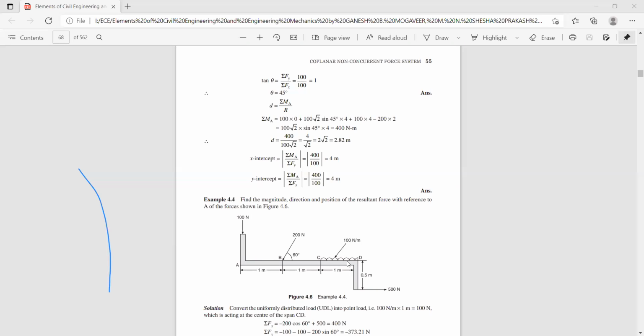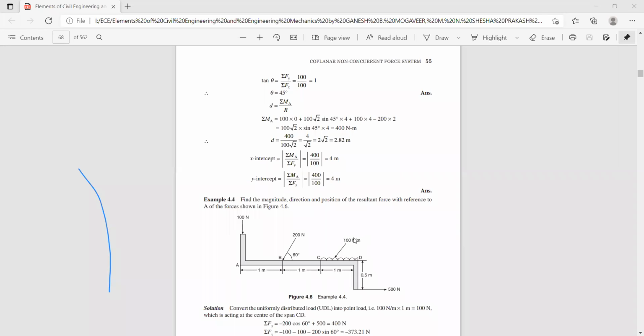So this is a uniformly distributed load and the intensity is given as 100 Newton per meter. In such a case, you have to convert this uniformly distributed load to a point load like this. To do so, you multiply the intensity of the load, 100 Newton per meter, by 1. That means 100 Newton meter into 1 is 100 Newton only, because in the denominator you have meter. When you multiply with the distance, the meter gets cancelled.